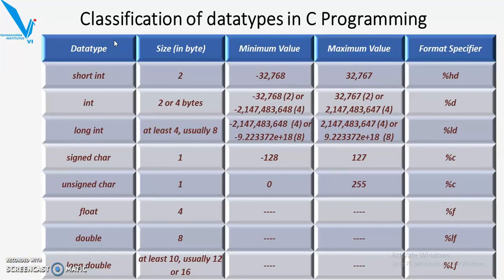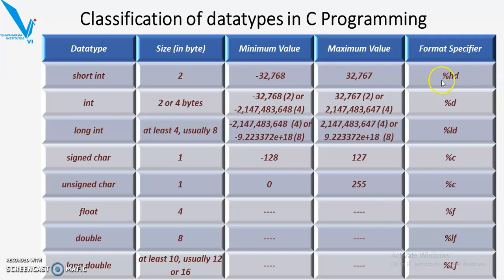Here we have a classification of data types with their size, range and format specifier. Here the size differs from compiler to compiler, whether it is a 16-bit compiler, 32-bit compiler and so on. The format specifiers are used in C for input and output purposes. Using this concept, the compiler can understand what type of data is in a variable while taking input using the scanf function and printing using the printf function.